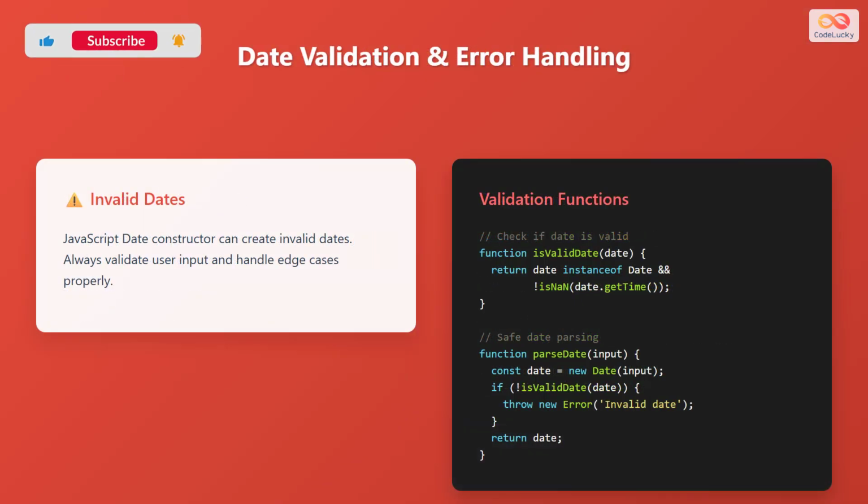The JavaScript Date constructor can create invalid dates. It is important to always validate user input and handle edge cases properly. To check if a date is valid, you can use the following function. The isValidDate function checks if the date is an instance of the Date object and if the time is not NaN, not a number. To safely parse a date, you can use the following function. The parseDate function creates a new Date object and checks if it is a valid date. If the date is not valid, it throws an error.